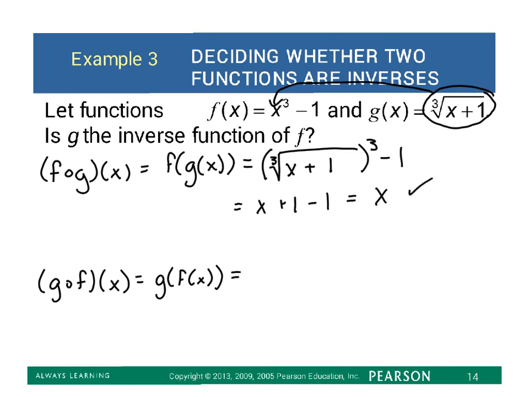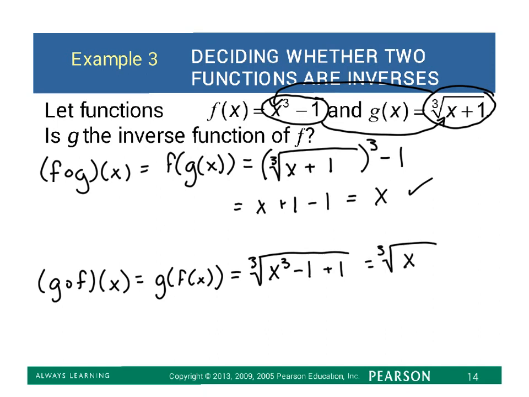Do the same thing now for this one. We're taking this and replacing our x value in this one. So we're going to have the cube root of x cubed minus 1 plus 1. Well, the minus 1 and plus 1 get rid of each other, and we have the cube root of x cubed, which equals x. So both of these compositions ended up being equal to x, so these are inverse functions. Okay?